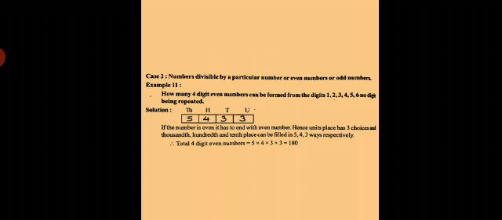Start writing 5 in the 1000s block. 5, then 1 less from 5 will be written in the 100s place, then in the 10s place. That way you have to write. You can remember it only by practicing, students. Therefore, total 4-digit even numbers is equal to 5 into 4 into 3 into 3, that is nothing but 180.